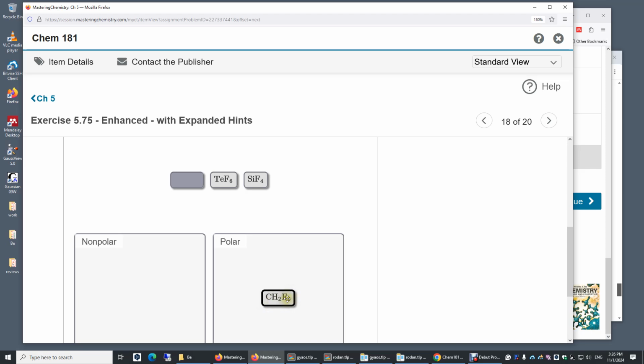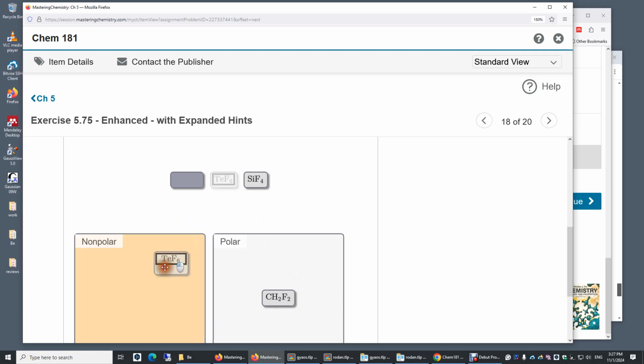Both CF bonds are polar with the positive end on carbon, negative end on fluorine. And also the fluorine carbon fluorine bond angle is not 180. It's not linear. Therefore, the 2 bond polarities from the 2 CF bonds do not cancel. We have a non-zero dipole here with the positive end on carbon, negative end between the 2 fluorine atoms.